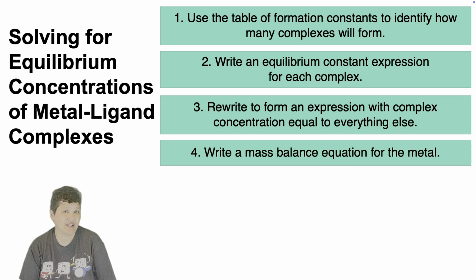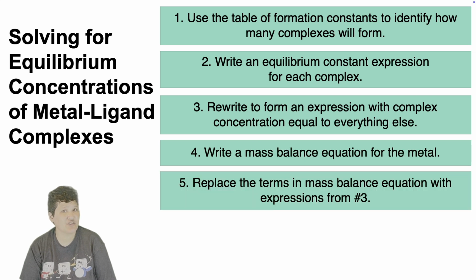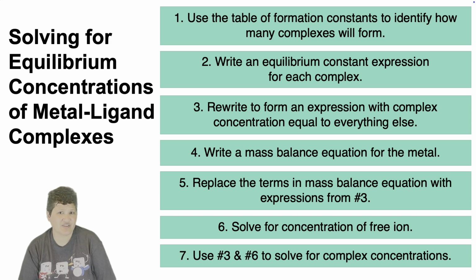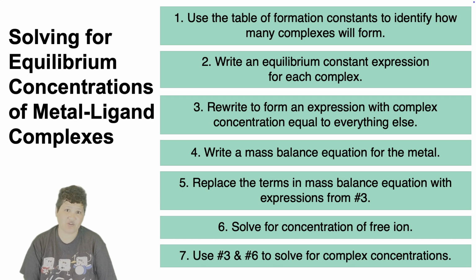Then you'll write a mass balance equation for the metal and replace each of the terms of that mass balance equation with the expressions you found in step 3. At that point, you'll be able to solve for the concentration of the free ion. And once you have that, you can solve for the concentrations of all the complexes. Now, of course, these steps never make much sense until you actually use them on a problem, so let's go ahead and do that now.